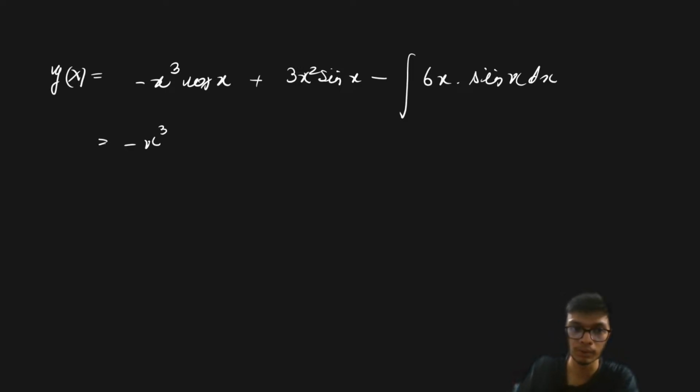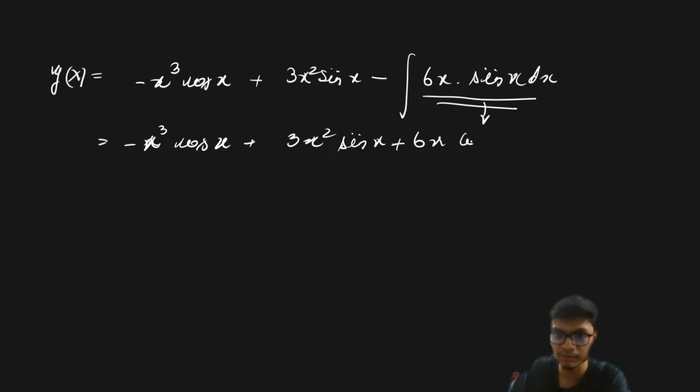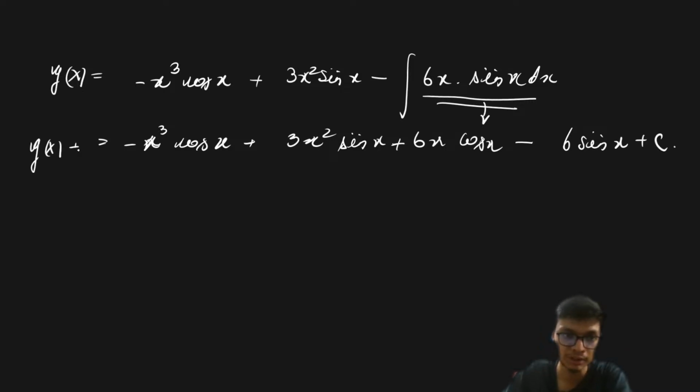This is equal to minus x cube cos x plus 3x square sine x, and again we integrate by parts, so it becomes plus 6x cos x, and minus and minus make plus, the integration of cos x gives sine x, so ultimately it is minus 6 sine x. I hope you can figure out the sign by yourself. Then plus some constant c, which is mentioned in the question as g x plus c.